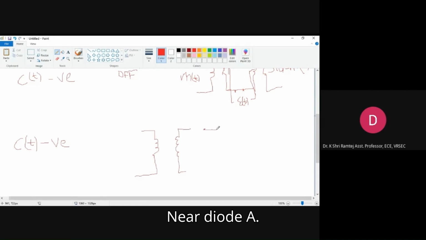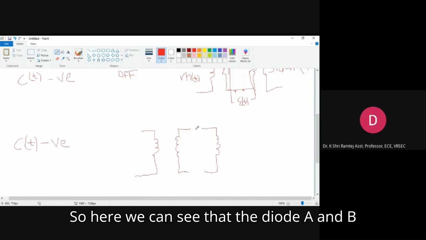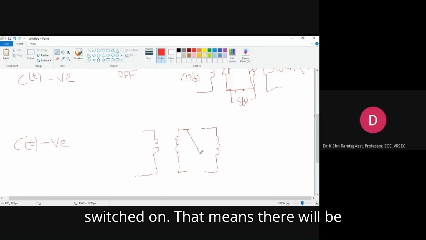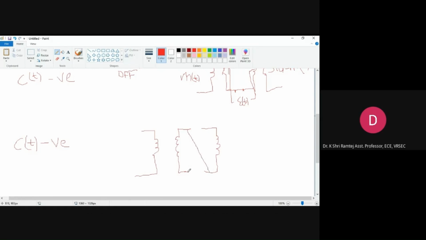So here, diode A. Here we can see that the diodes A and B are switched off, and these diodes are switched on. That means they will be short circuited. So this is m of t.